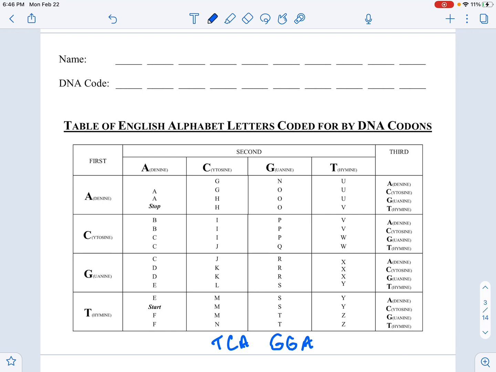So what you're going to want to do is write the letters of your name where it says name. So I am Mr. Ludke. Let's say that your name has to be at least 4 letters long. Honestly, I wouldn't go much bigger than 6 letters long, because if you go bigger than 6 letters, your DNA segment is going to get very long.